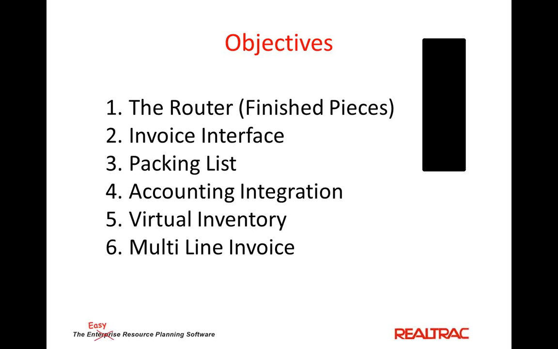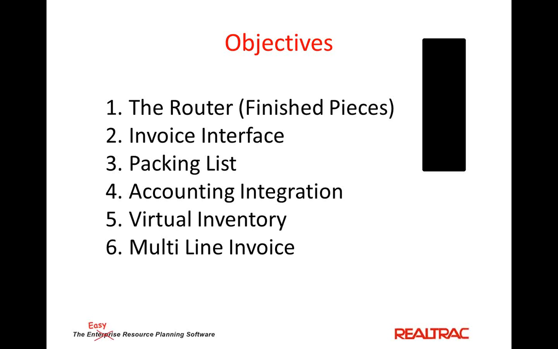We're going to talk about the router within a job and how that relates to the creation of inventory and our finished goods that we're going to ship to our customer. Then we're going to dive into the invoice itself and some of the interfaces there, what's important, what we can change, and what some of the status fields mean. Then we're going to print a packing list and discuss why a packing list is important and what it means to RealTrack. Then we'll finally get to the point where we're showing off our integration with Sage 50. We'll post an invoice, take a look at it, compare it to the invoice in RealTrack, and see how the numbers line up.